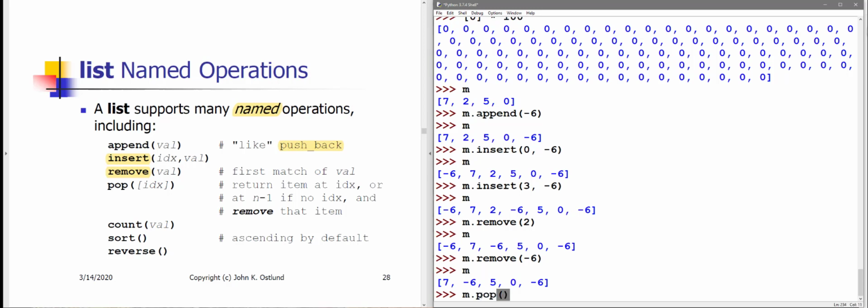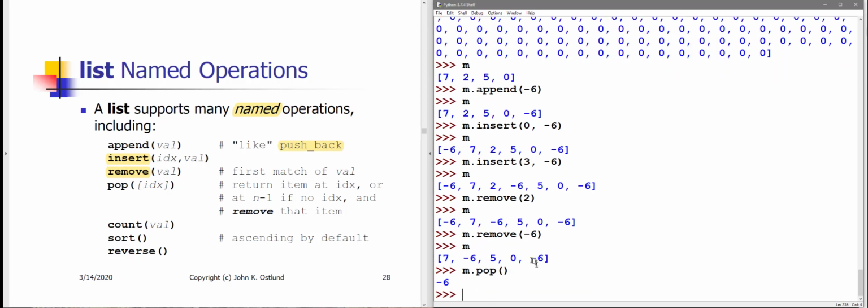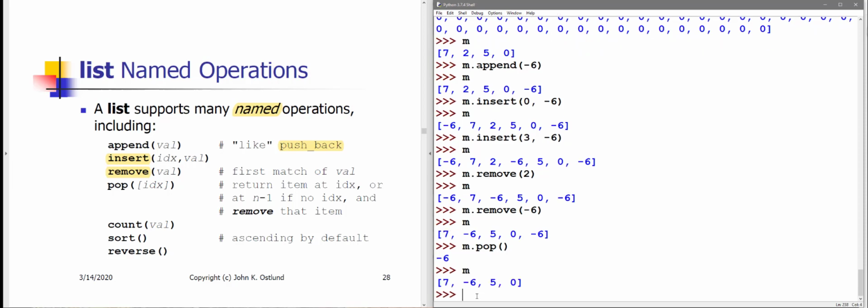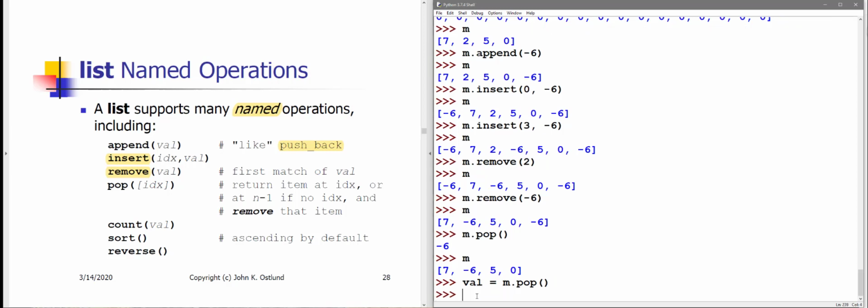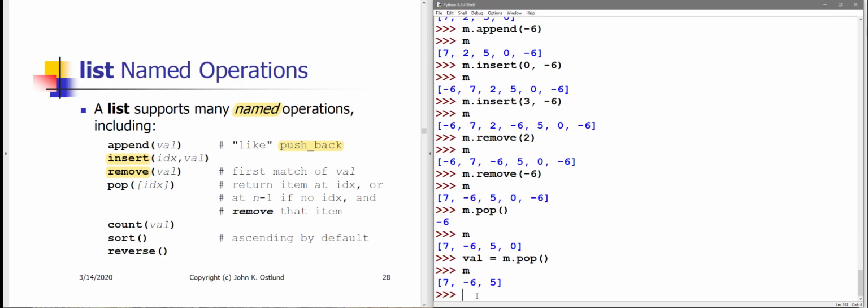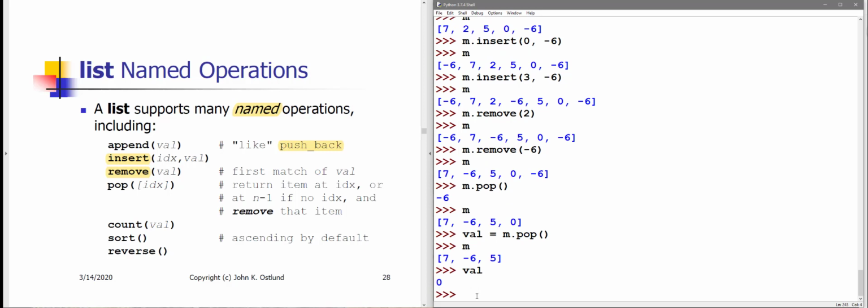m.pop. With no argument, removes the final item from the list and also returns that value. So not only does m.pop remove the minus 6 from the end, but it also returns to me the minus 6 as well. So I could say, for example, val gets m.pop here. Val is a new variable that I'm creating. It's going to refer to whatever value m.pop returns, which will be the 0. So m no longer contains the 0. Val refers to the 0.